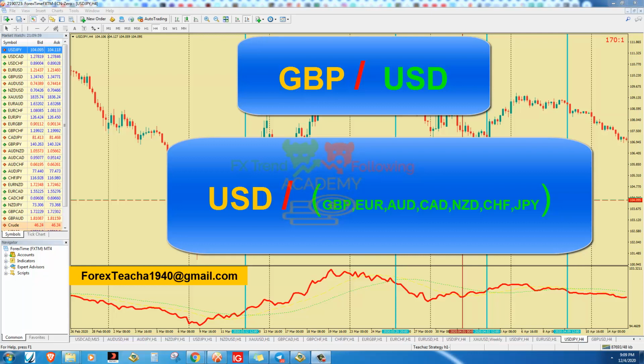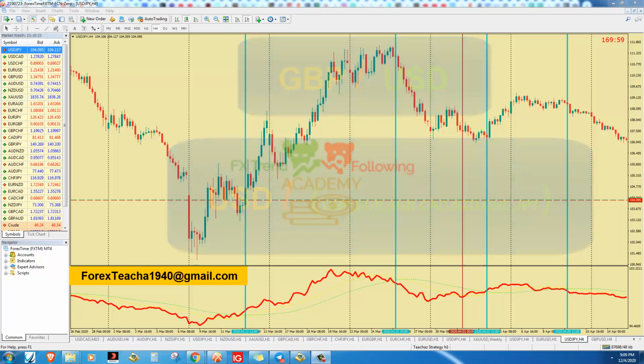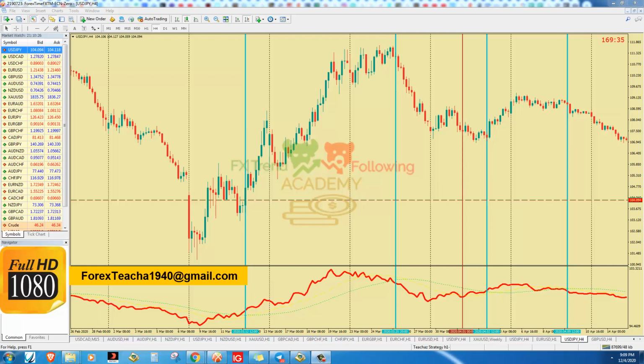In that basket of currencies, you will find the pound, euro, Australian dollar, Canadian dollar, New Zealand dollar, Swiss franc, and the Japanese yen. So it doesn't necessarily mean that if the US dollar index is stronger, the US dollar is stronger than all the currencies in the basket. And it doesn't mean that if the US dollar index is weaker, the US dollar is weaker than all the currencies in the basket. It simply means the US dollar is stronger or weaker than the majority of the currencies in the basket.